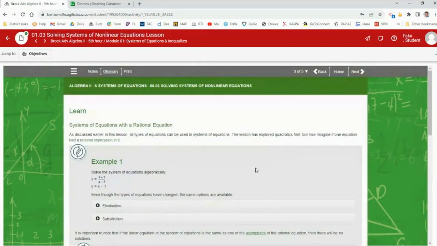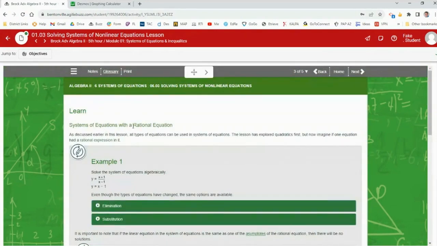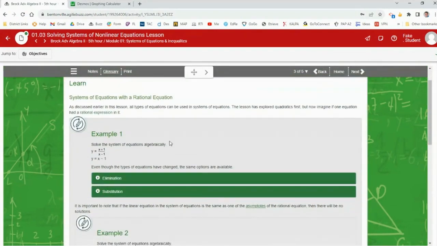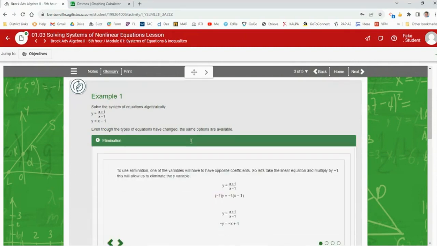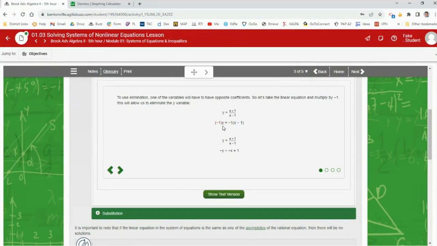All right, let's look here. Systems of equations with a rational equation means this has like a fraction, right? I said we can do any kind of thing. So solving it algebraically, if we have y equals x plus 1 divided by x minus 1, and we also have y equals x minus 1, they put the elimination first, or substitution. So with elimination, let's look at that. They multiply the bottom one by -1 because those y's go away. Right? The y's go away when you do that.